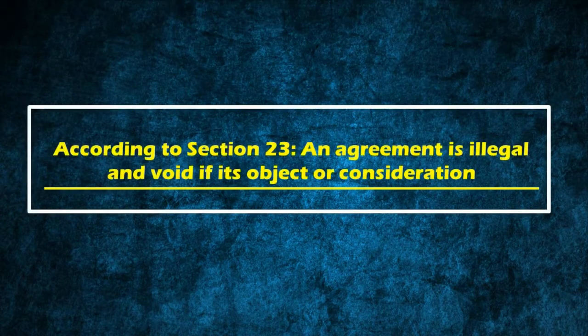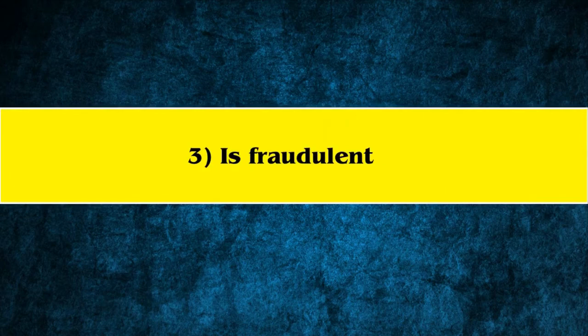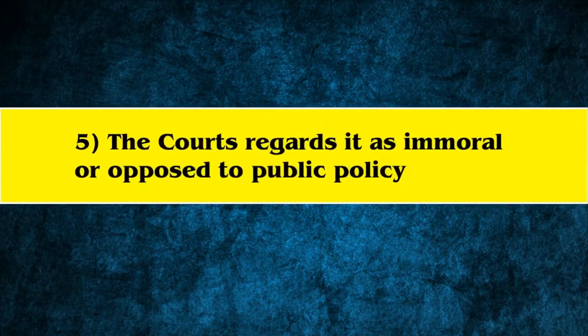Another type of contracts are illegal or unlawful contracts. According to Section 23 of the Contract Act, an agreement is illegal and void if its object or consideration is 1. Forbidden by law. 2. Is of such nature that it would defeat the provisions of any law, or 3. Is fraudulent, or 4. Involves or implies injury to the person or property of another, or 5. The court regards it as immoral or opposed to public policy.